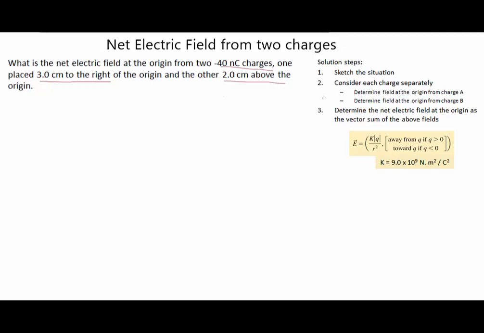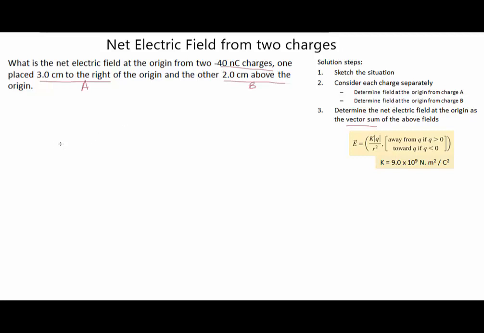As always, our solution steps are listed here, which in this case would be sketching the situation, considering each charge separately to determine the field at the origin from charge A and charge B. So let's call these charges A and B. And once we do that, we want to determine the net electric field at the origin as the vector sum of the above electric fields for each charge.